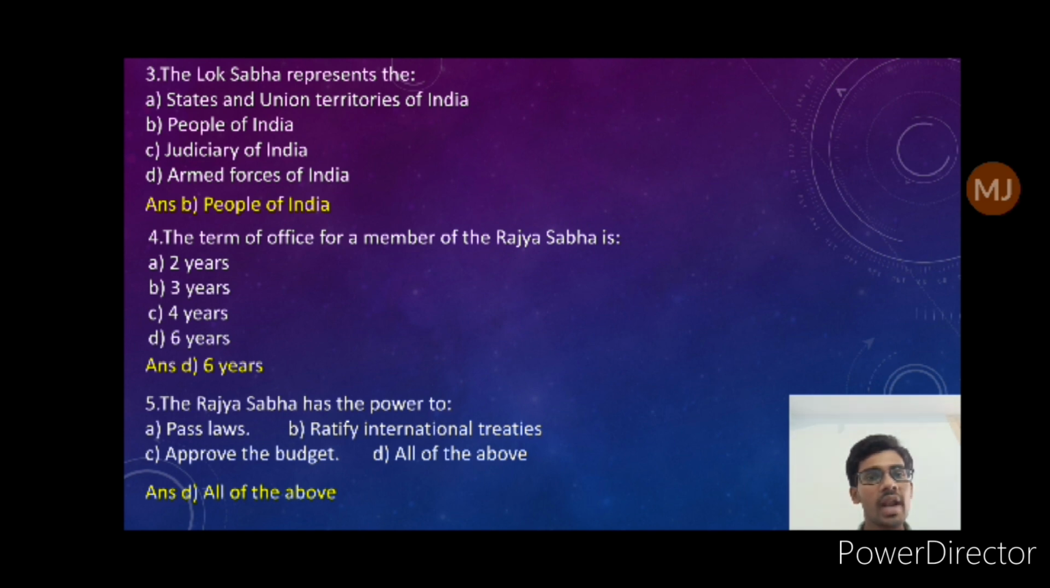Fifth question. The Rajya Sabha has the power to option A pass laws, option B ratify international treaties, option C approve the budget, option D all of the above. Answer is option D all of the above.